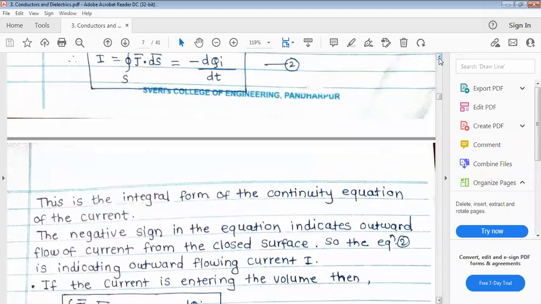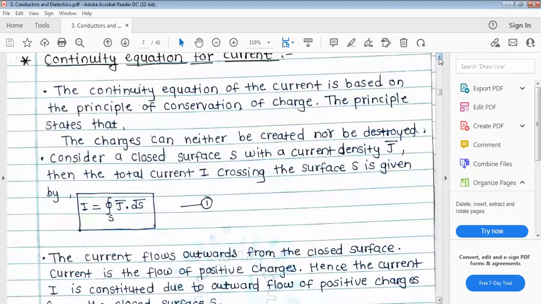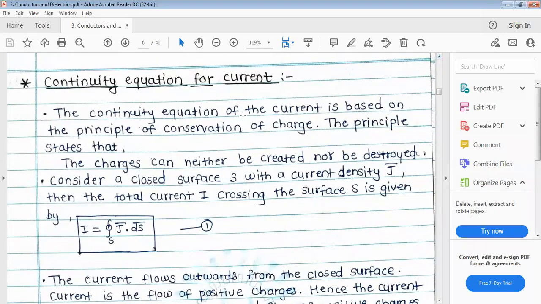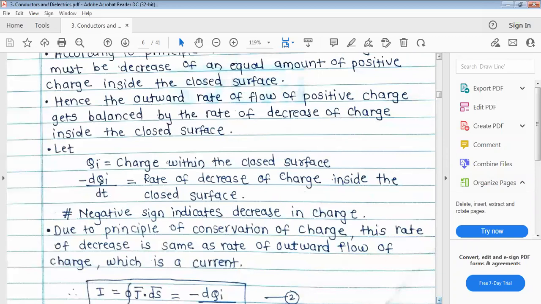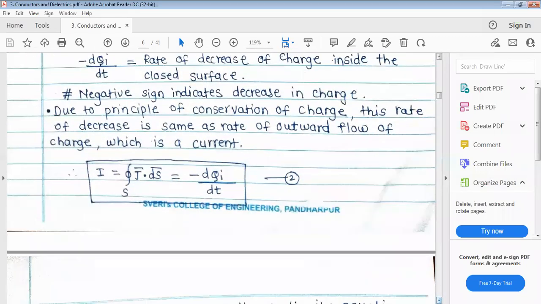Okay, I will explain once again. In the last lecture, we have seen the continuity equation of current. Continuity equation of current means we are finding the current which is crossing a closed surface. When the current is crossing that closed surface, whatever the direction of current, our equation will change. That current is nothing but the rate of flow of charges, which is dqi upon dt.